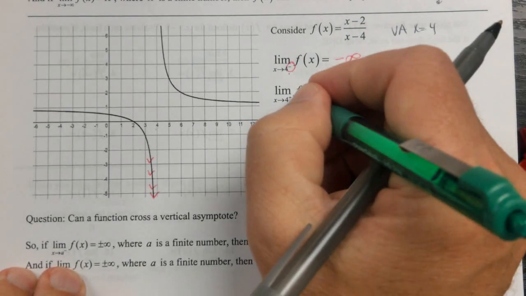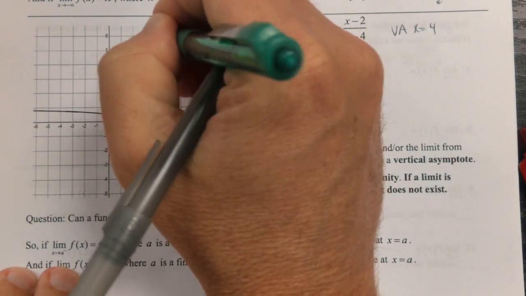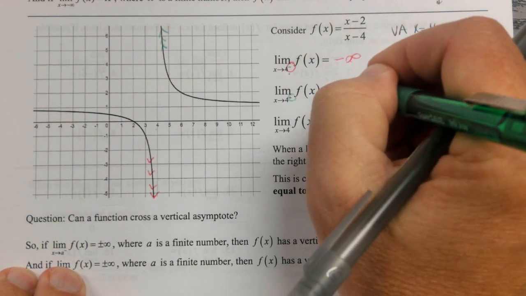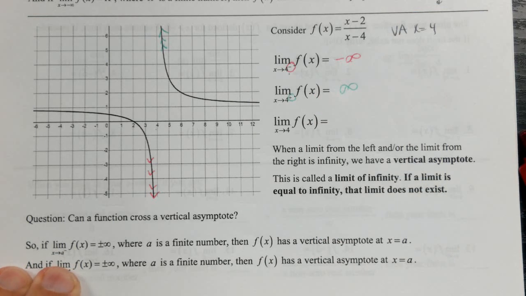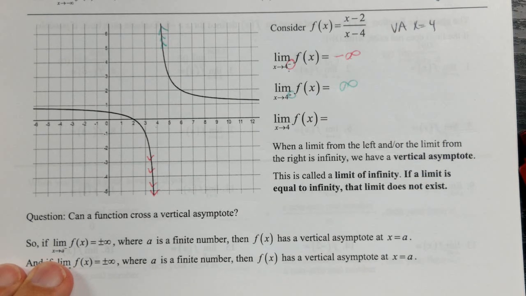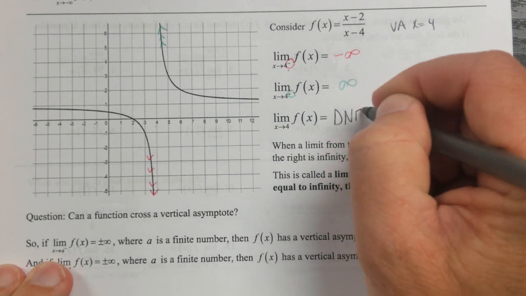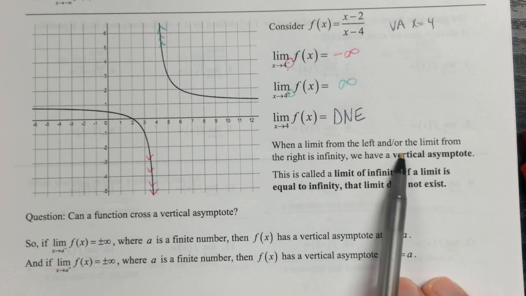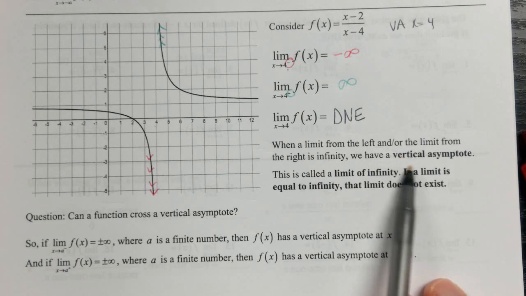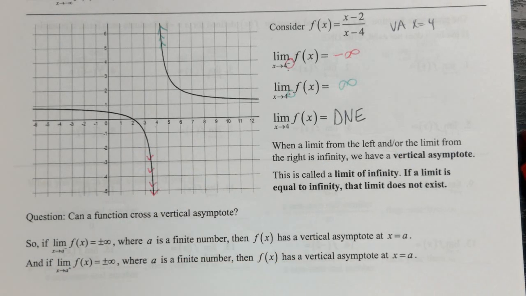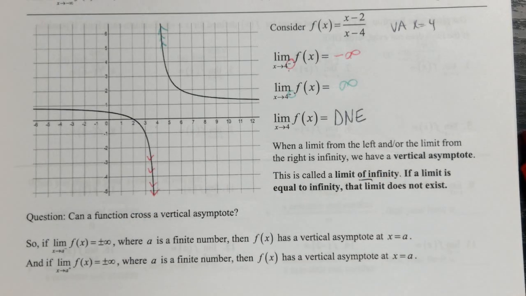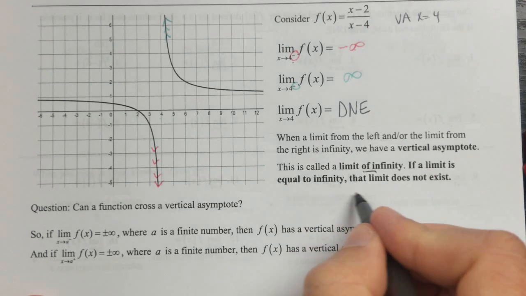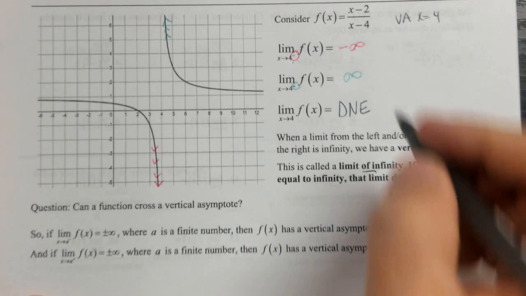And what about 4 from the right? Positive infinity. And therefore the limit as x approaches 4 doesn't exist. They're going to different places. When a limit from the left or the right approaches infinity, we have a vertical asymptote because we're headed up to infinity. This is called a limit of infinity. If a limit is equal to infinity, then that limit does not exist.